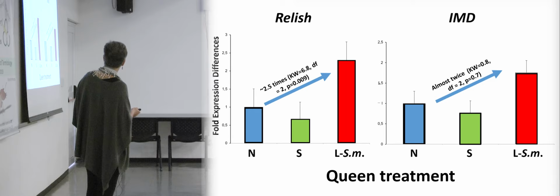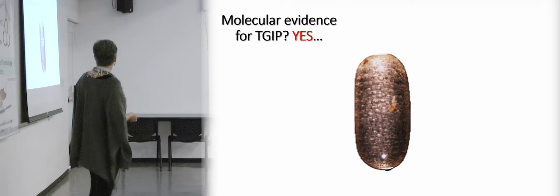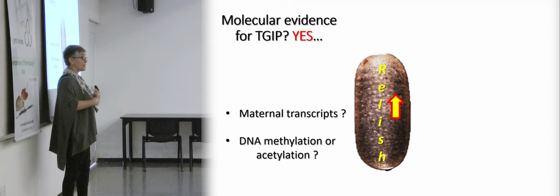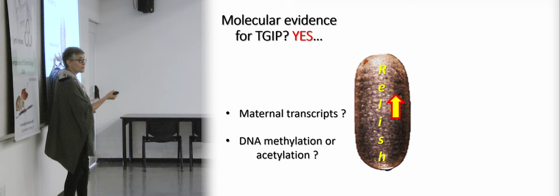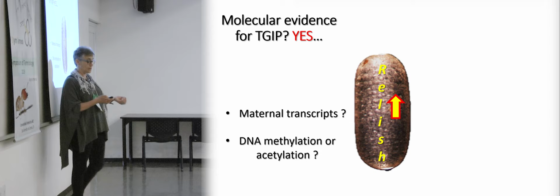So the question is then, is there molecular evidence for TGIP? And the answer is transcriptomically molecular, yes, there is. Okay, relish increases here. But there's a problem with this. By the way, we don't know whether these relish transcripts in this egg came from the embryo itself producing higher relish, or whether the mothers were shoving in transcripts for relish, or there was some other methylation. We don't know the mechanism, but we were able to figure out that eggs from live injected mothers do have higher relish transcripts.